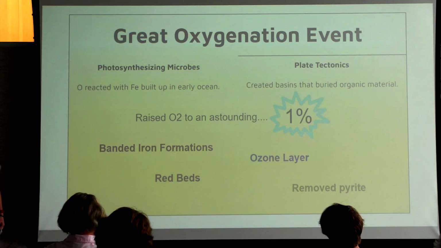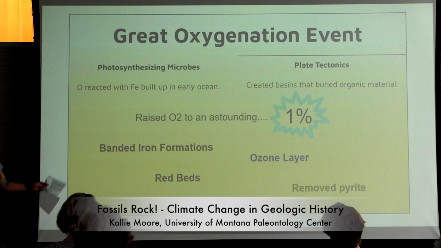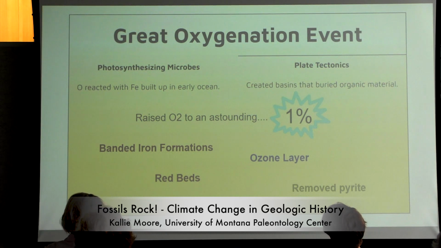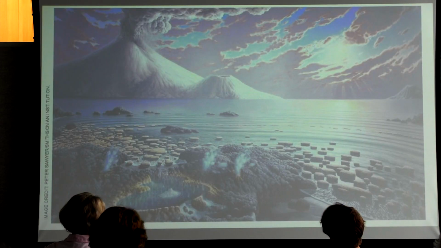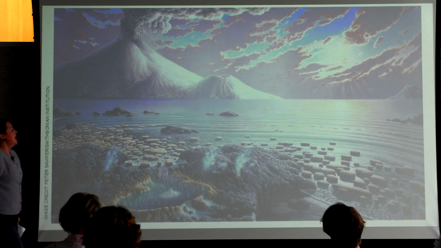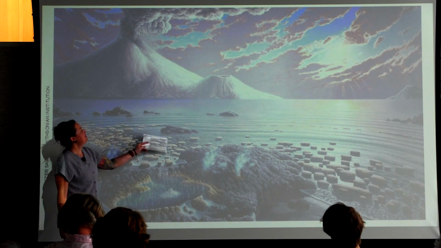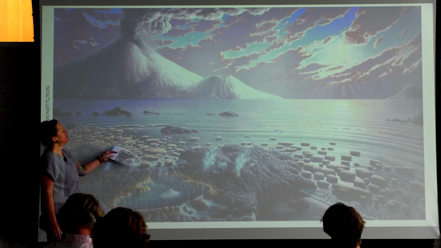But once oxygen started to build up, all that pyrite started to be removed from the system, all because oxygen went up to 1%. This might be what it would have looked like by then. I think that the water probably would have been like this weird transition.